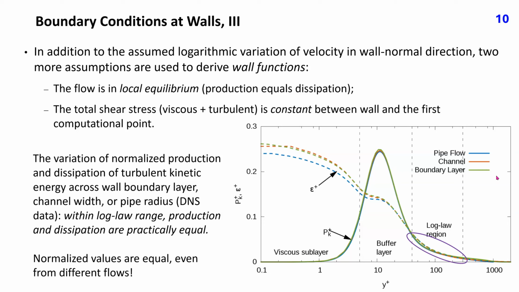The variation of normalized production and dissipation of turbulent kinetic energy across wall boundary layer, channel width, or pipe radius obtained from DNS data at moderate Reynolds numbers is shown in this plot. We see that within log-law range, production and dissipation are practically equal for all three flows. We also see that normalized values of both quantities are equal for all three flows.